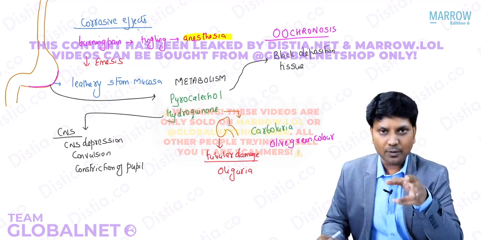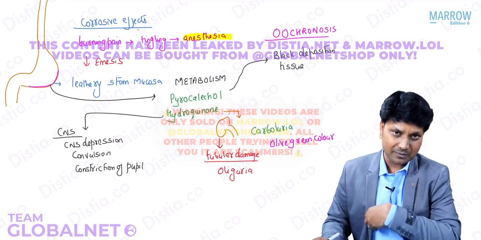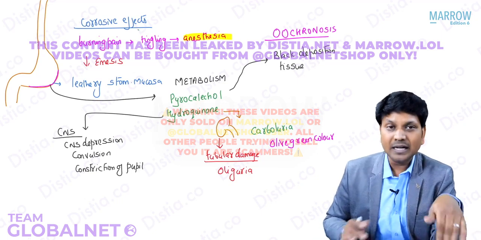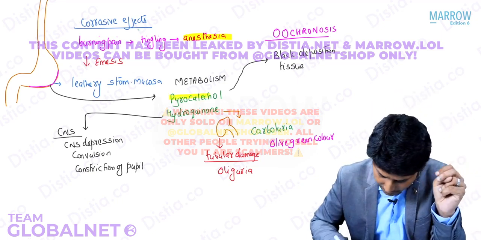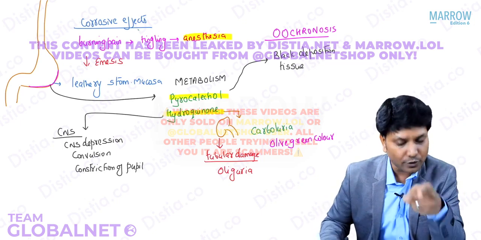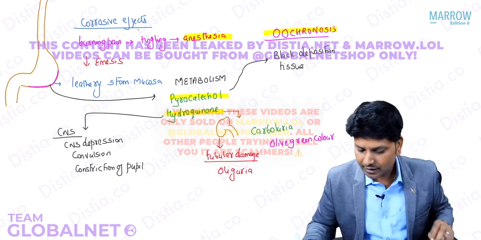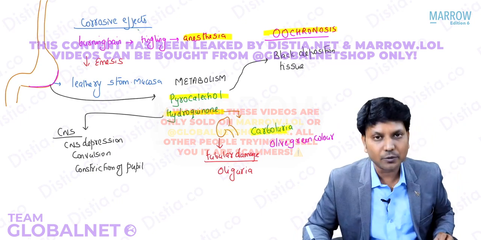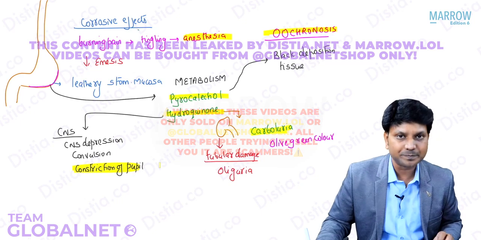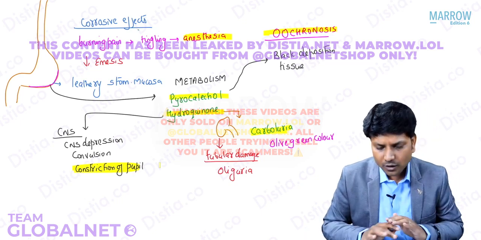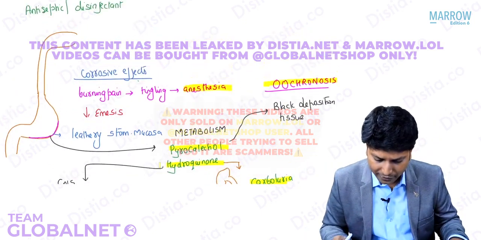I told you about local effects, that it has a burning pain and leathery stomach mucosa. It is absorbed into the circulation. It produces two important metabolites, pyrocatechol and hydroquinone. I told you about ochronosis, a black deposition, and also carbolyuria. One MCQ point to remember, it causes constriction of the pupil. So all these features are seen with acute phenol poisoning.